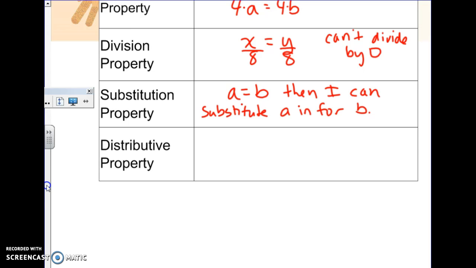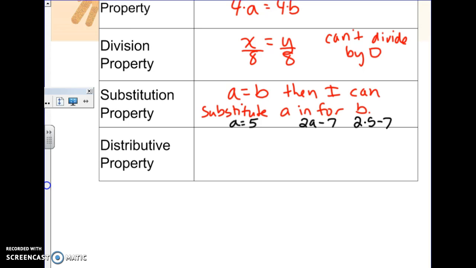Remember when we have to solve for x in an angle addition problem or a segment addition problem, and then we have to put x back into the expression to get the angle measure? It's just like that. So if I know that A equals 5, and then I have an expression that says 2A minus 7, I can go ahead, I can put that 5 in there, and I can figure out 2 times 5 minus 7. That's substitution property.